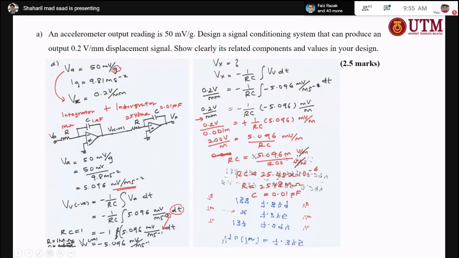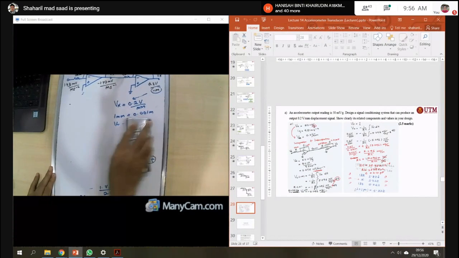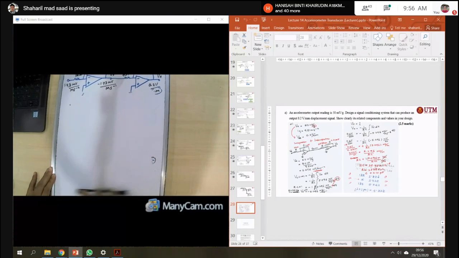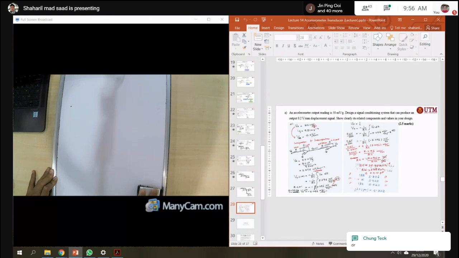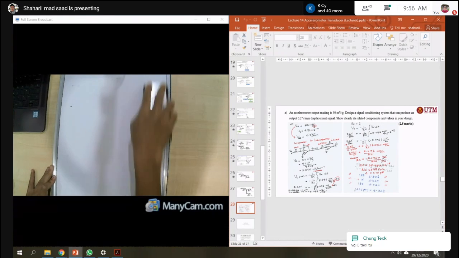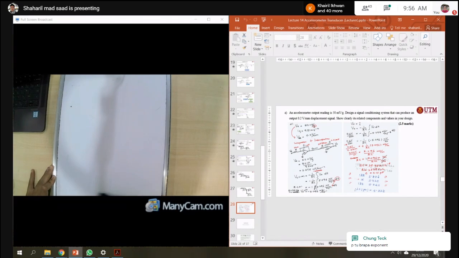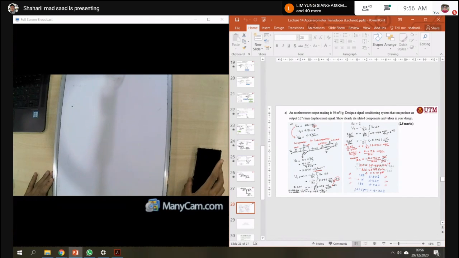Okay, right. So far, do you have any questions? Ada beberapa soalan tak? Clear? Clear for accelerometer transducer. Alright, guys. Yep, what is it? Yang C tadi tu, okay. P tu berapa eksponen?